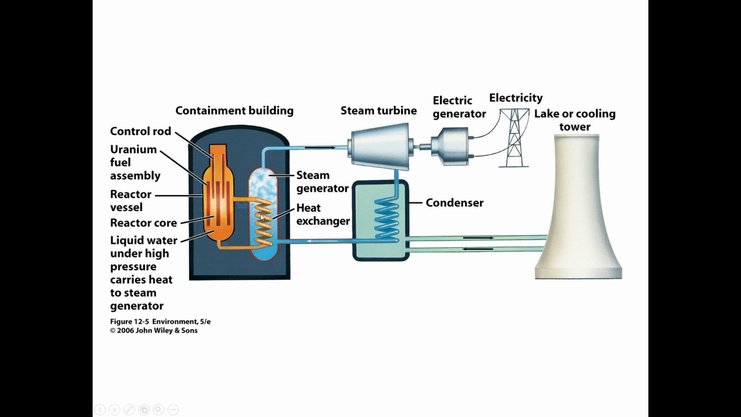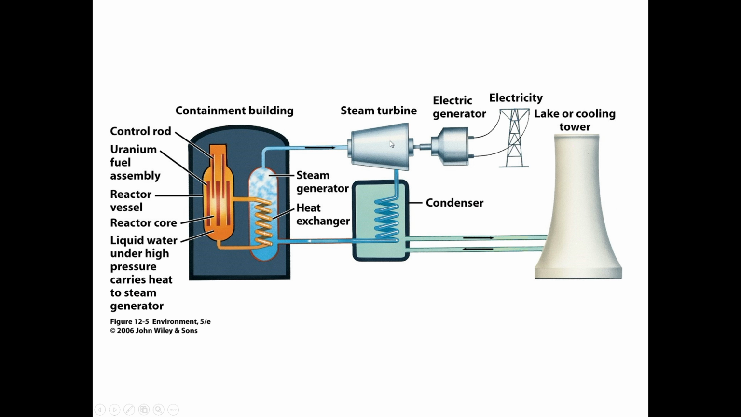Our secondary circuit is in the blue color right here. This is where we have water that is pumped to the steam generator. The water here changes into steam. The steam is going to turn a turbine connected to a generator that is going to produce electricity, and it's going to be sent to a grid. So this is where our electricity is actually made, during the secondary circuit.